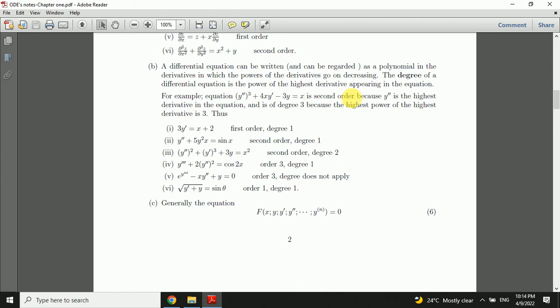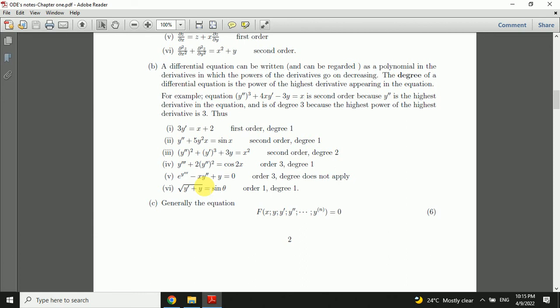But how about the degree? Since it is y prime prime which is the highest derivative, find out the degree to which it has been raised, or the power to which it has been raised, and the power is 3. So in this case, the degree of this differential equation will be 3. So to find the degree, just look at the highest derivative and then the power to which that highest derivative has been raised.